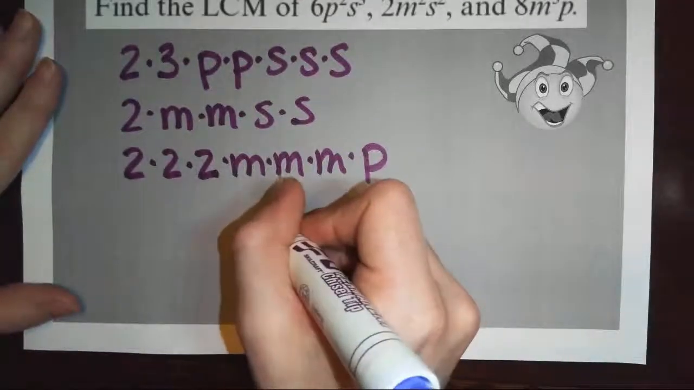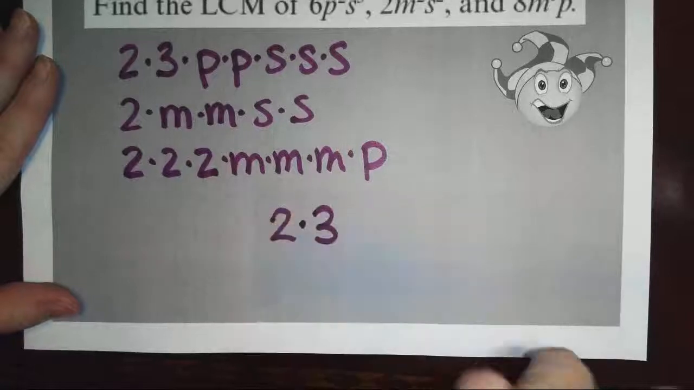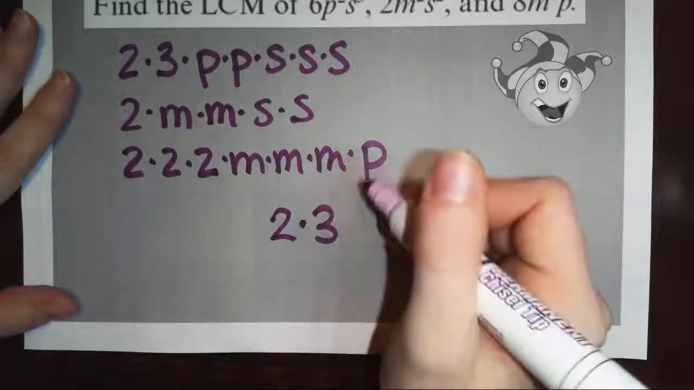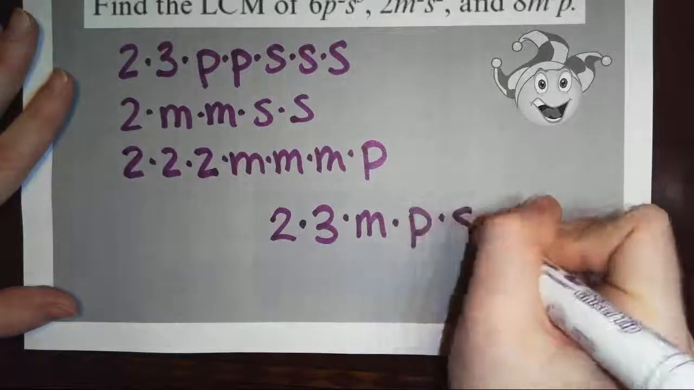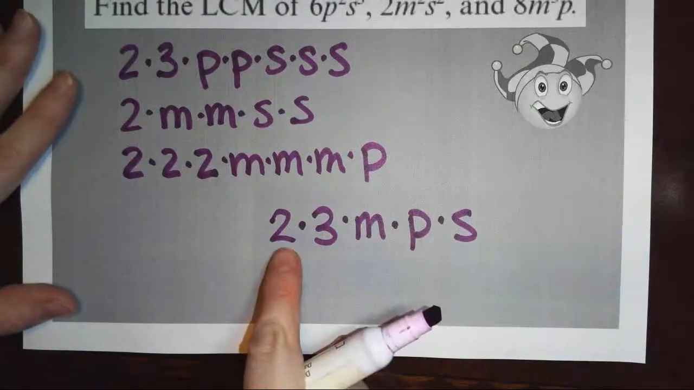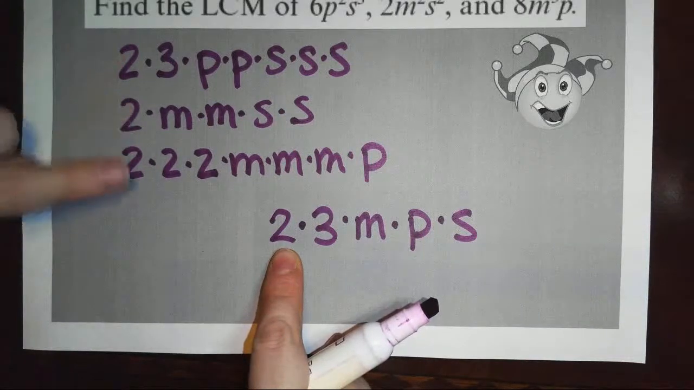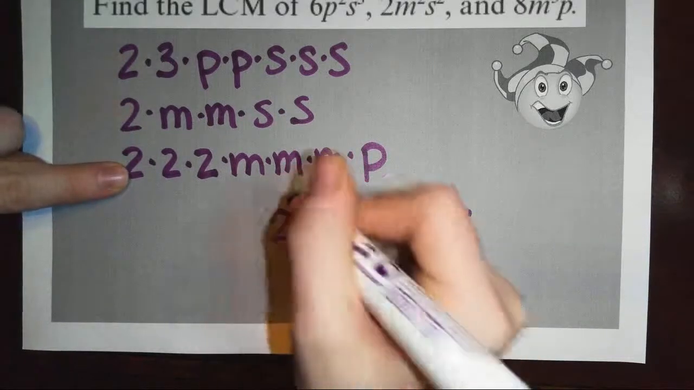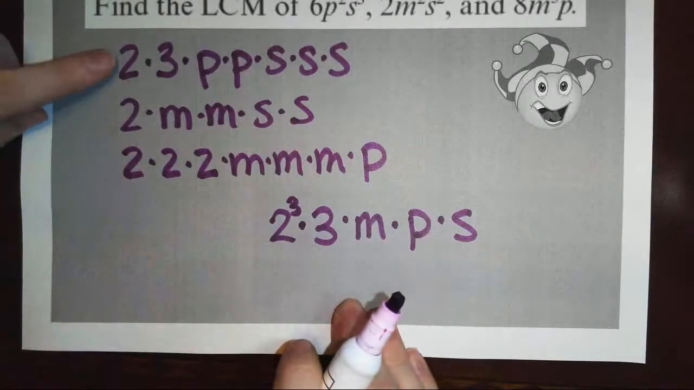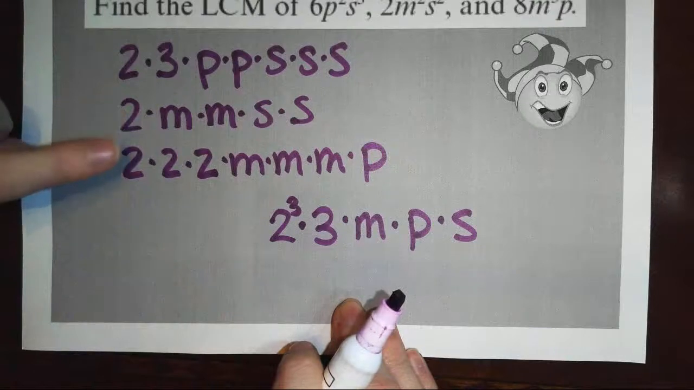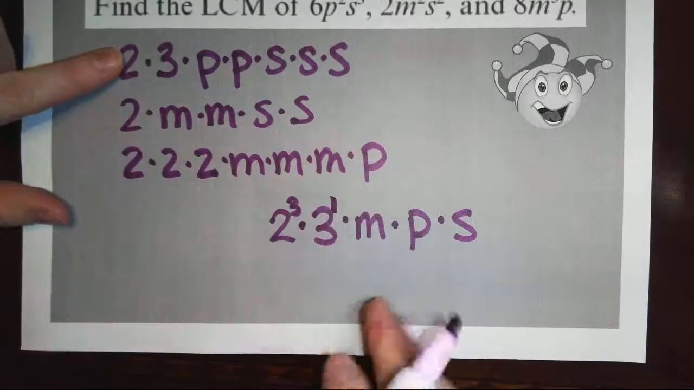All right, so we're going to look at all the factors we've got. Looks like we've got some 2's, so that's going to be part of our LCM. Looks like we've got 3, so that's going to be part of our LCM. We have m's and p's and s's. So first we'll start with our 2's. 2 is used once here, and 3 times here. Since 3 times is the most, we're going to use it 3 times. 3 is used once here, 0 times here, and 0 times here. Since once is the most, we'll use it once.